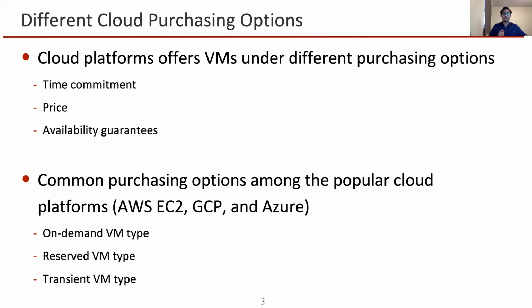Popular cloud platforms like Amazon AWS EC2, Google GCP, and Azure offer some common purchasing options: on-demand VM type, reserved VM type, and transient VM type, which we'll go into in detail now.